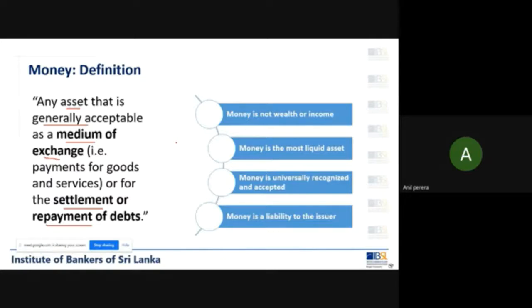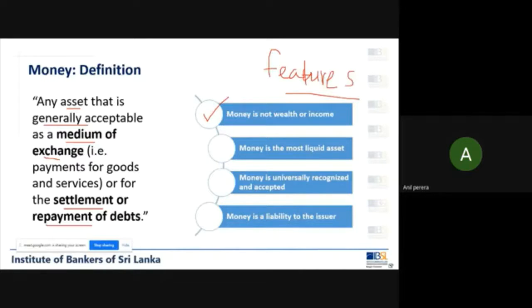The definition also leads us to understand some important features of money. If you call this money, you may say these few items are some key features of money. So what are the features of money? Money is not wealth or income. When you have money, you can't say you are wealthy or that it's your income. Money is part of wealth or income, right?